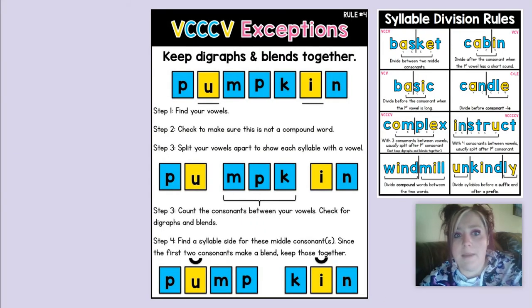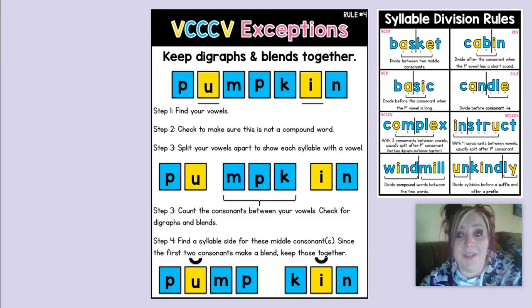Okay, here's another exception. We have to keep the digraphs and the blends together. So find your vowels, check to make sure it's not a compound word. Split your vowels apart to show each syllable with a vowel. You're going to count the consonants between your vowels and check for digraphs and blends. And then you decide where to divide the middle consonants. Since the first two consonants make up a blend, you have to keep those together. Remember, MP is an ending blend, just like the other one was too. But in this case, because technically sometimes people say pum, they might want to say pumpkin.